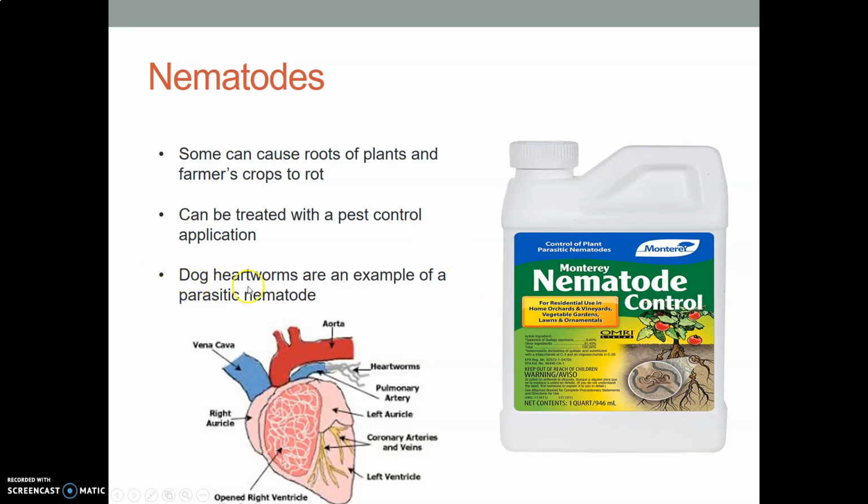I know you've heard of dog heartworms. Heartworms are an example of a parasitic nematode. And if heartworms are not treated, they can actually clog the heart of the dog, and that way the blood can't be pumped. They're not really good. If your dog has heartworms, you want to go to the vet to get some medication.